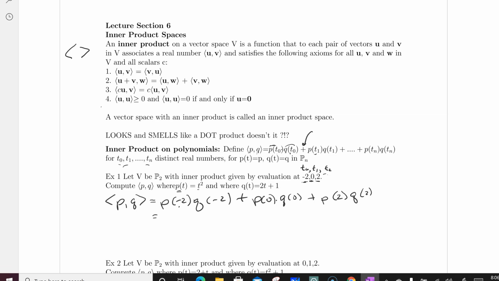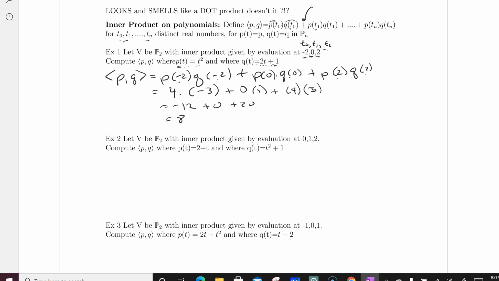So I'm going to put negative 2 into here, so I get 4, times, put negative 2 into here, so I get negative 4 plus 1, so I get a negative 3, if I'm doing my multiplication correctly. Plus, now I'm going to plug in 0, so I get 0 for this one. I put 0 into here, and I get 1. Plus, I put 2 into here, so I get 4, times, if I put 2 into here, I get 4 plus 1, so that's a 5. So this gives me a negative 12 plus a 0, just putting that in for effect, plus 20. That gives me a positive 8.